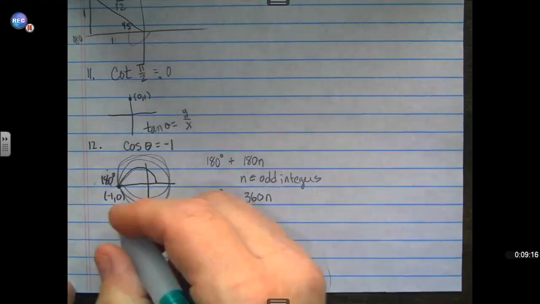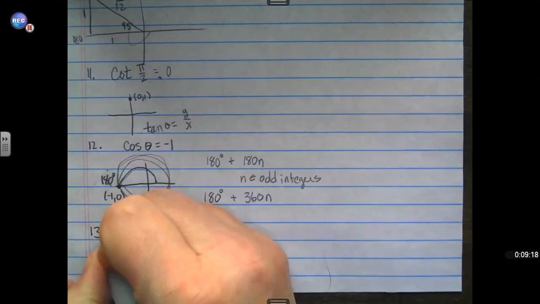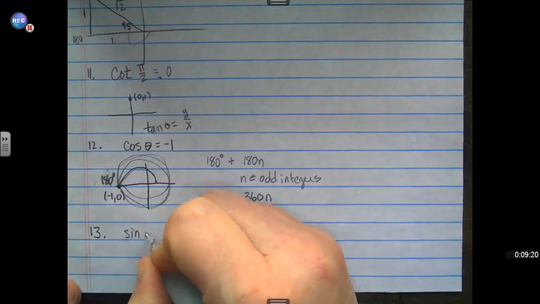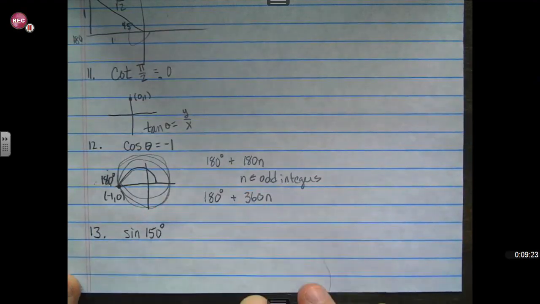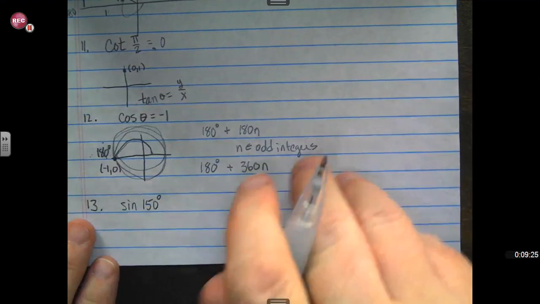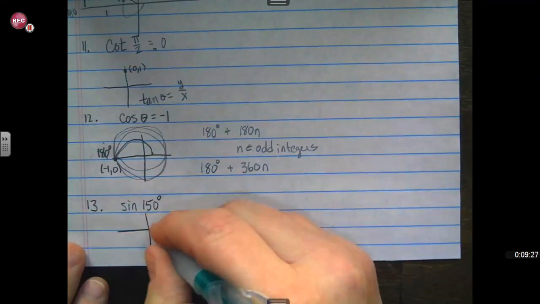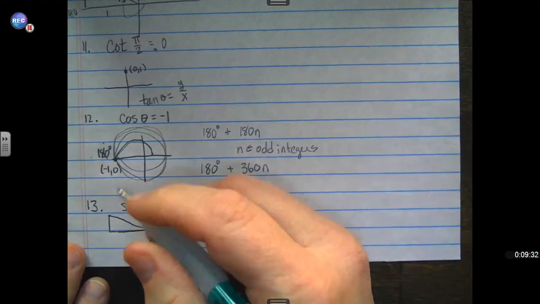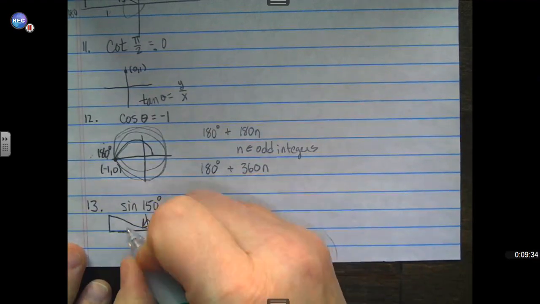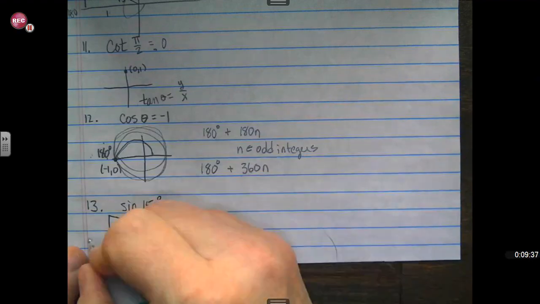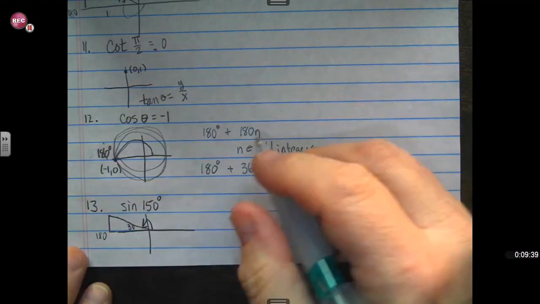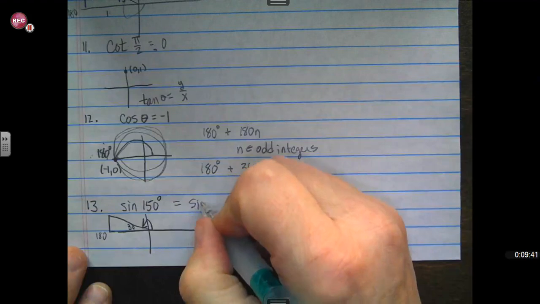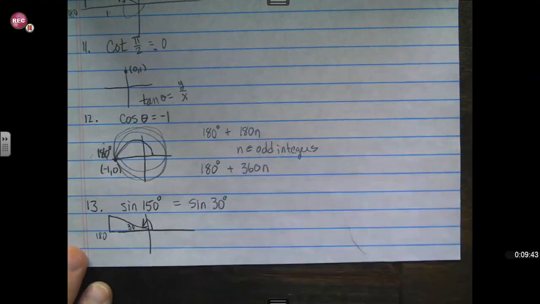Number 13, we want to write the sine of 150 degrees in terms of its reference angle. So 150 degrees would be out here, right? The reference angle would be 30 degrees because that's 180, and sine is positive in the second quadrant. So we just write sine of 30 degrees.